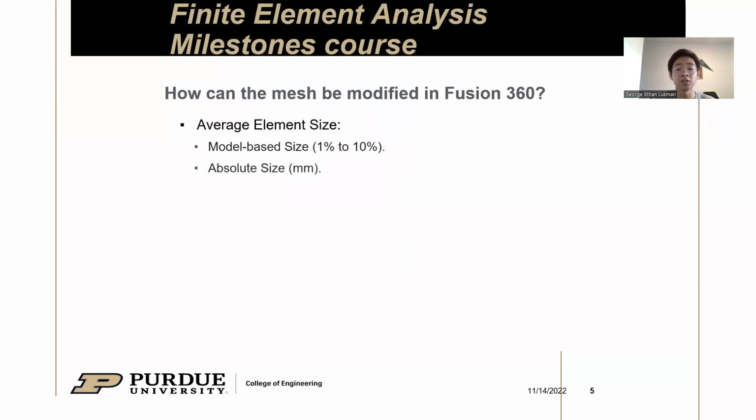What you saw earlier in here is absolute size. You basically tell Fusion how far apart you want each element to be and how big you want each element to be, right? I think in Fusion it's a scale from 1 millimeter to 10 millimeters. If you have 10, of course it's going to be really coarse, really rough, and your mesh is going to be really big. But if you have 1 millimeter, you're going to have a lot more elements because your elements are going to be way smaller.